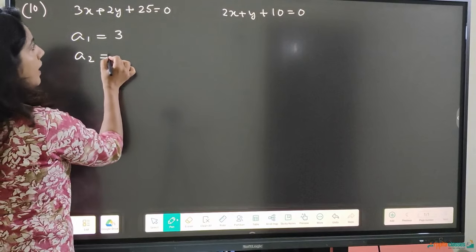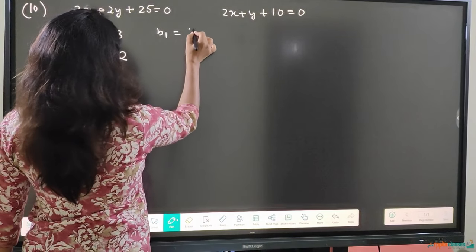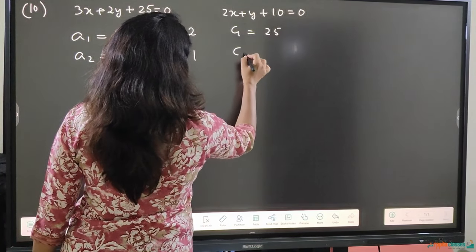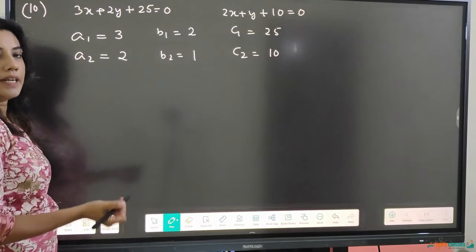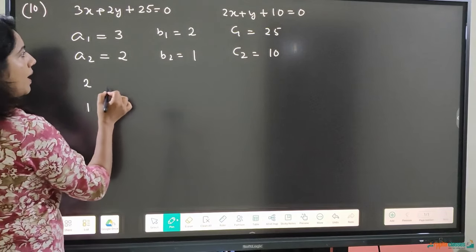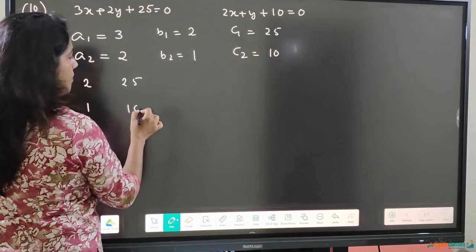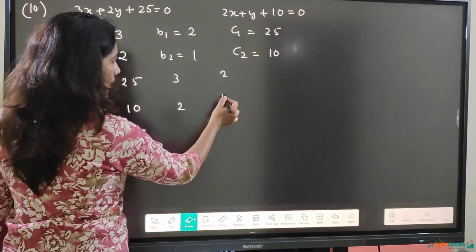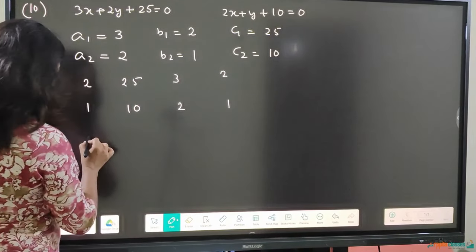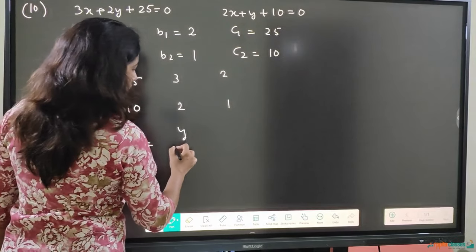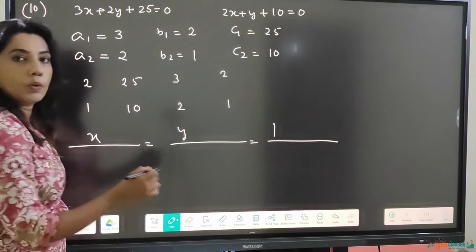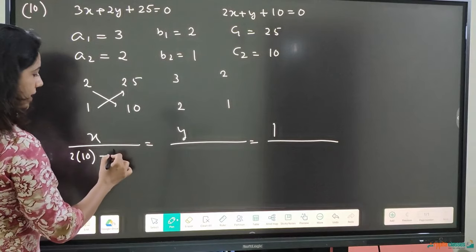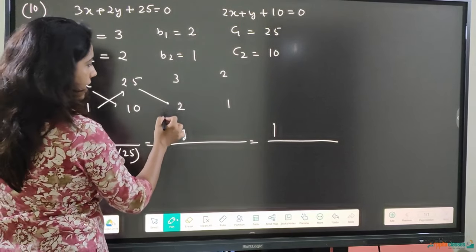A1 is this 3 and A2 is 2. B1 is 2 and B2 is 1. C1 is 25 and C2 is 10. So now start writing B1, B2, start from B1, B2, 2, 1, C1, C2, 25, 10, A1, A2, 3, 2 and again 2, 1. We'll write it a little down in a proper manner. X upon, Y upon and 1 upon. So X upon 2 into 10, in between there is a minus sign, and then 1 into 25.